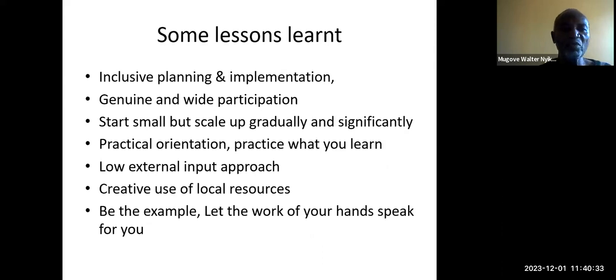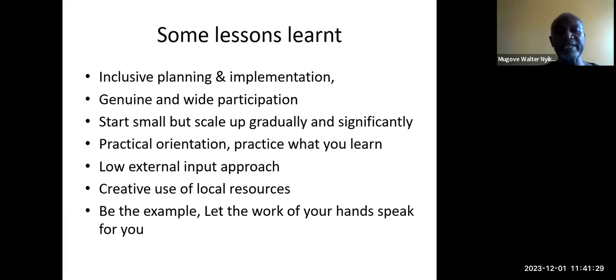And what we've learned is that through inclusive planning and implementation, it's possible to overcome some of these challenges when people understand what is happening, and also when they begin to enjoy the fruits of ILUD work, then we find that some of the attitudes begin to soften and change. And we have also learned of the importance of starting small always, but then growing organically, and also the importance of focus on the practice rather than the theory, and using a low external input approach to reduce dependency on what is coming from outside.